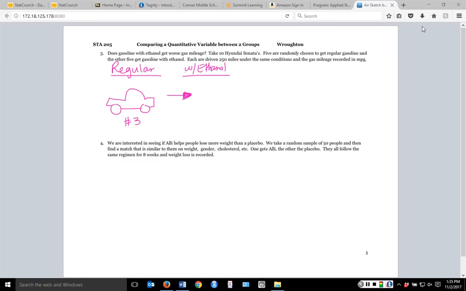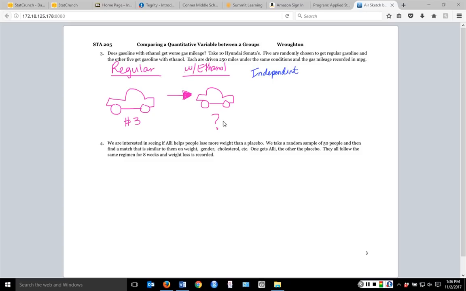So now let's go over to the with ethanol group. Well, I know I'm sampling another Hyundai Sonata, so I'm going to draw my attempt at a car here. But now that I chose car number 3 to go over here as the regular, is there now a certain car that has to get the with ethanol? Any of the other 9 cars could be the one that gets ethanol. There's not a certain car that has to get this. So this one actually is independent.